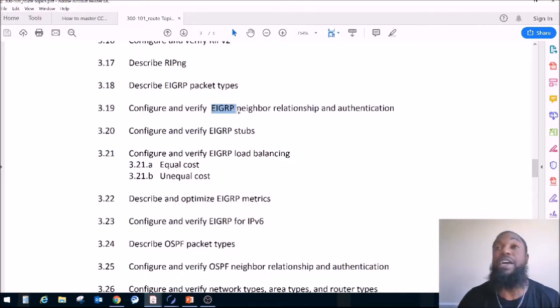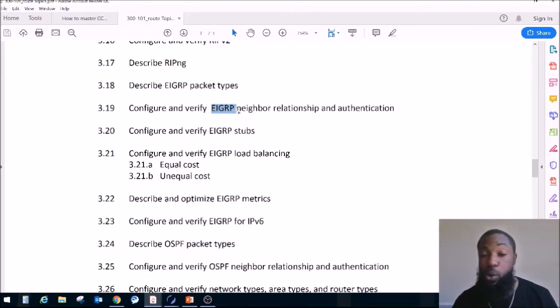It's a Cisco proprietary routing protocol. I believe in 2013 they made it open source with an RFC. So basically you can use it on pretty much any router that supports it. Now you don't have to have just Cisco routers. So we're going to be configuring and verifying EIGRP, the neighbor relationships between the two.